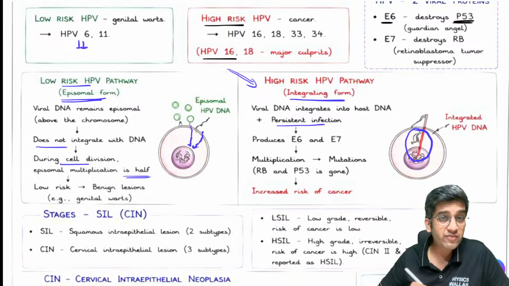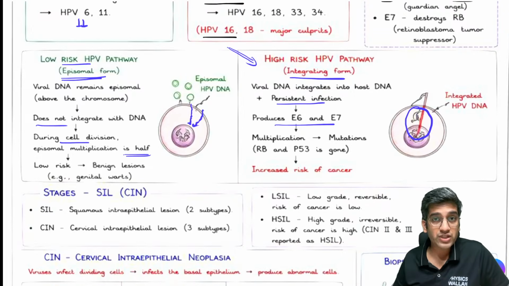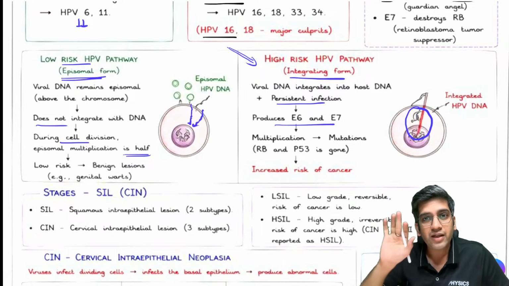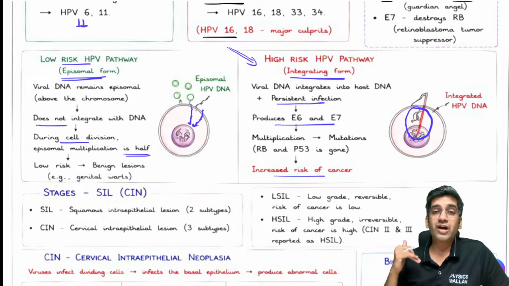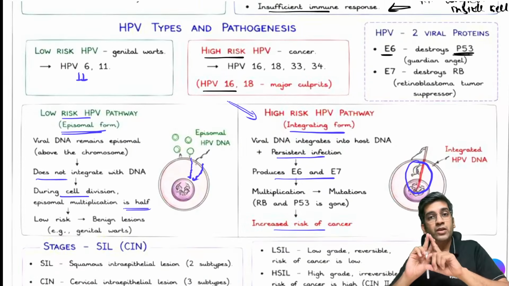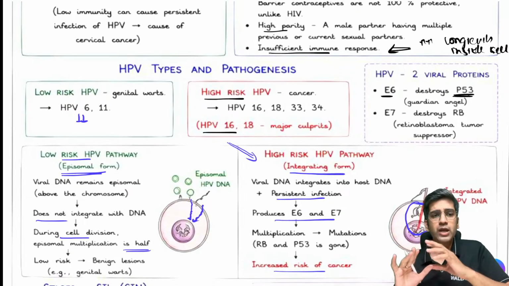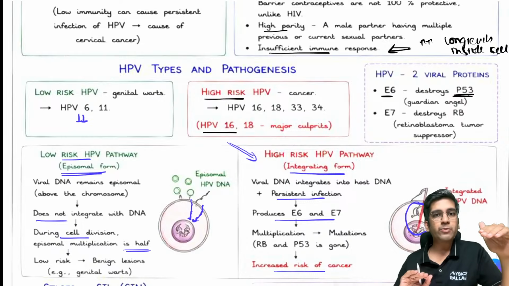So there will be a persistent infection and a persistent production of E6 and E7 with every cell division. And with every cell division, that's where we have the problem of mutation also, right? It will nullify P53, nullify retinoblastoma, and increase risk of cancer. In other words, increase risk of uncontrolled cell division, which results in cancer. This is very important for you to know, the pathogenesis of low-risk HPV phenotypes and high-risk HPV genotypes. Fine? Perfect.